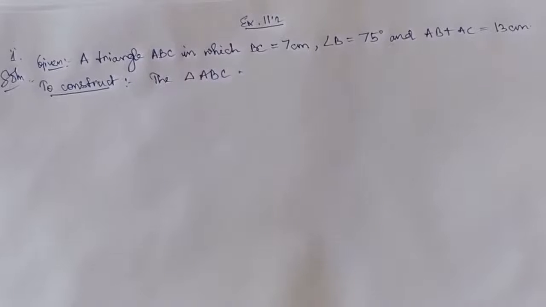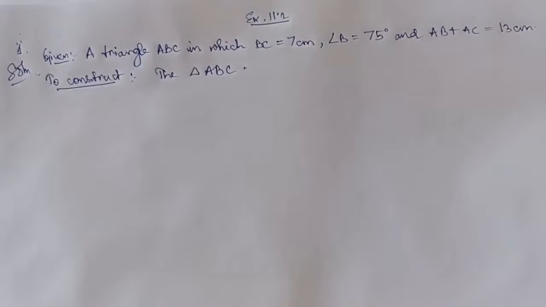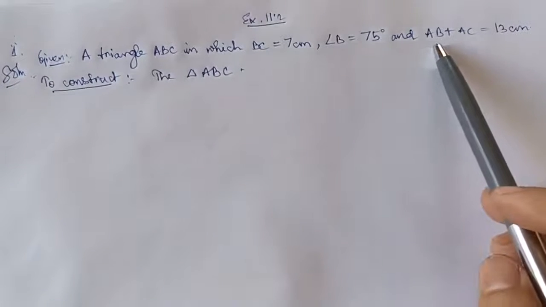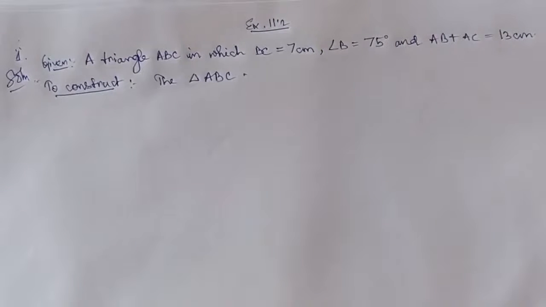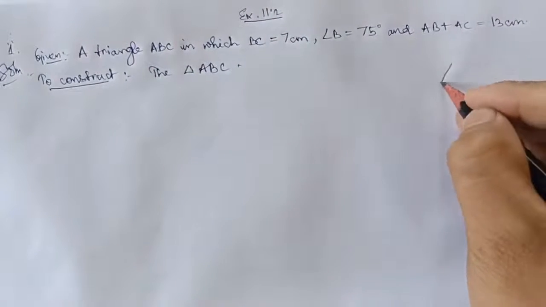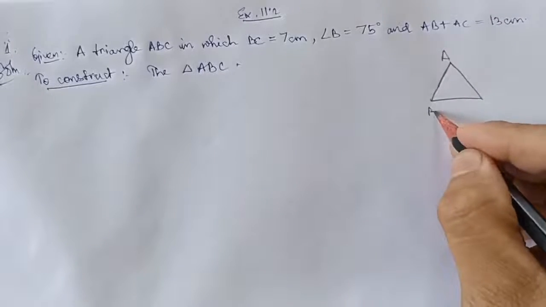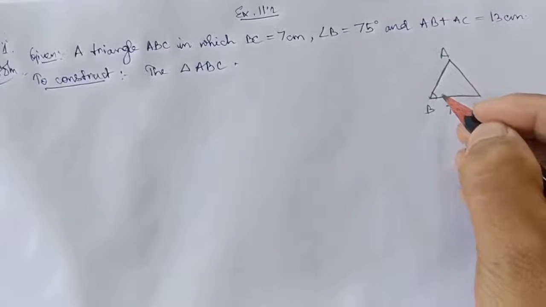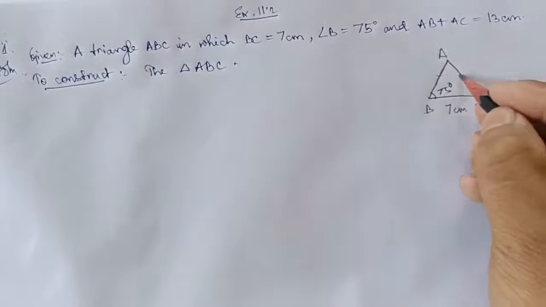Next, exercise 11.2, question number 1. In question number 1, we are going to construct a triangle ABC in which side BC is equal to 7 cm, angle B is equal to 75 degrees, and the sum of the two sides AB and AC is 13 cm. So let us first draw a rough figure of what triangle ABC will look like. This will be triangle ABC, in which BC is 7 cm and the measure of the angle B is 75 degrees, and the sum of the sides AB plus AC is 13 cm.